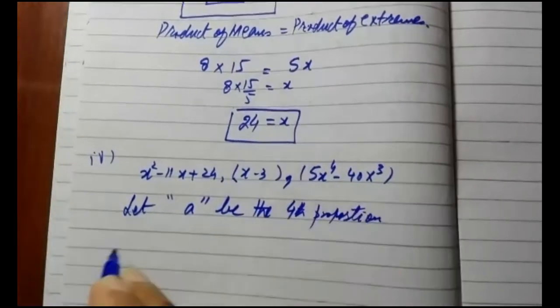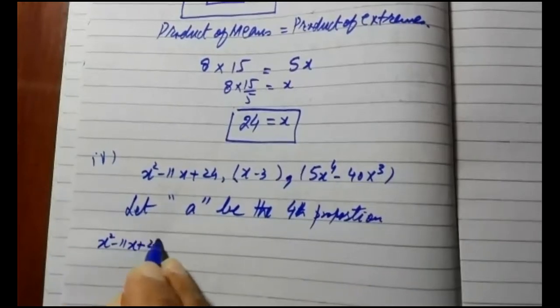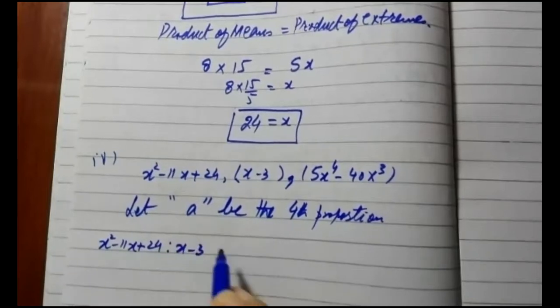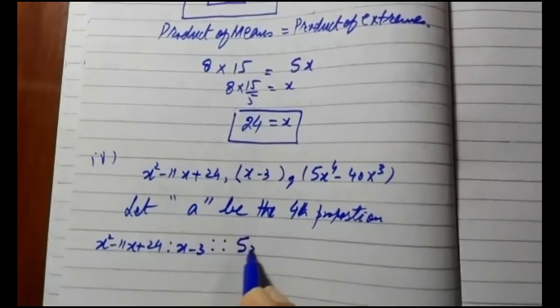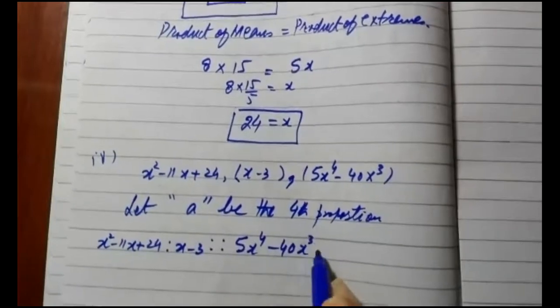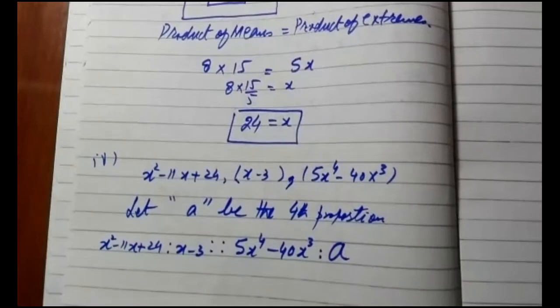You will start writing x square minus 11x plus 24 ratio x minus 3, and then, with four dots for the proportionality sign, 5x to the power 4, 40x to the power 3, and then you will mark it as A. That is, we assume that this is the fourth proportion.